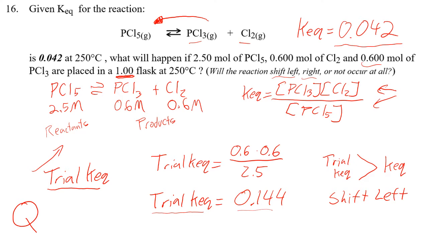So it shifts left. Okay? And if you have a hard time memorizing that, you can just memorize this: if trial KEQ is larger than KEQ, it's going to be shifting left. Again, I like to personally call it trial KEQ. Your book, for some reason, calls it Q. It is common to call it Q, but either one is fine with me.